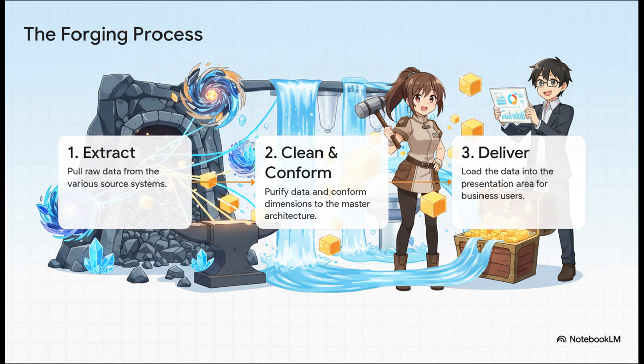First, we extract the raw data ore from all those different disconnected source systems. Next comes the most critical step of all, clean and conform. This is where we purify the data, hammer out all the inconsistencies, and reshape it to match the master plan from our biz matrix. This is really where the magic happens. And finally, we deliver that finished, pristine, reliable data into the hands of our business users.